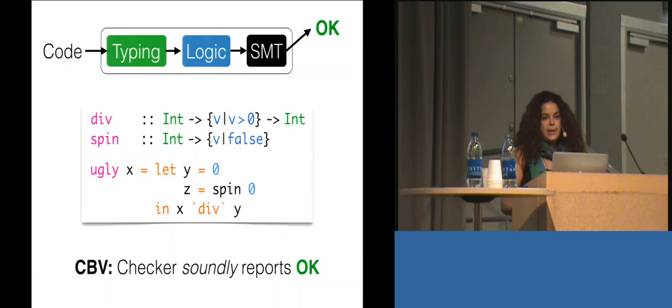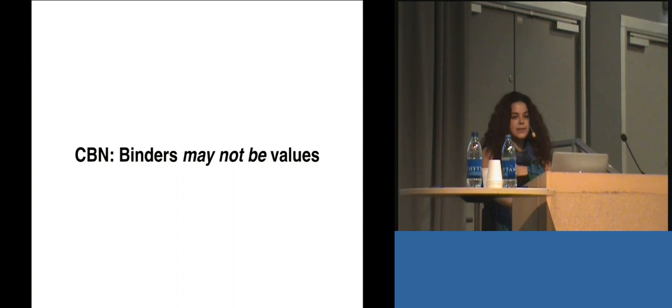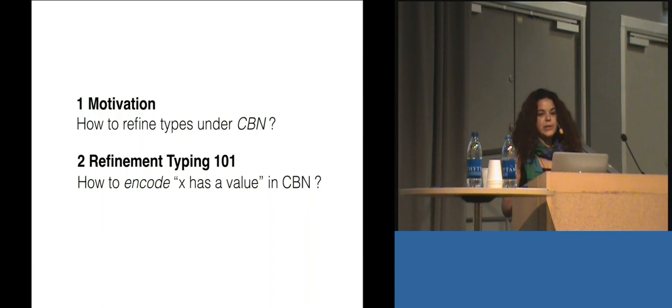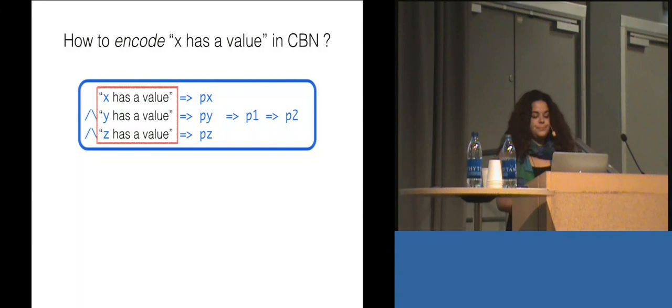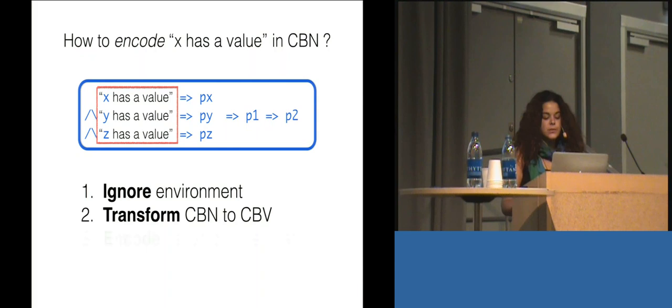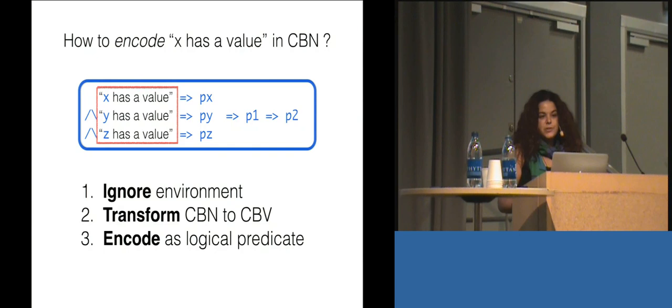So of course, under call by need semantics, binders may not be values. So the question is, how do we encode "x has a value" under call by need semantics? We built the refinement type checker, and the only thing left is actually to encode this "x has a value" guard. One may come up with different suggestions. For example, we can just ignore the environment, or we can make a call by need to call by value transformation, or we could encode these guards as logical predicates. And for various reasons that we explain in the paper, all these suggestions just don't work.